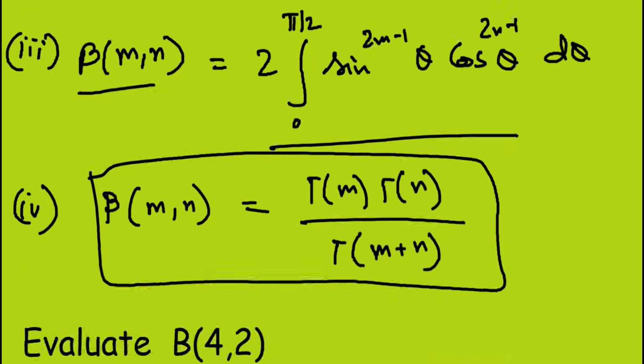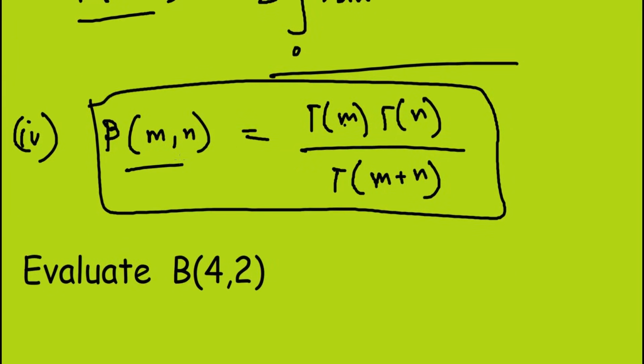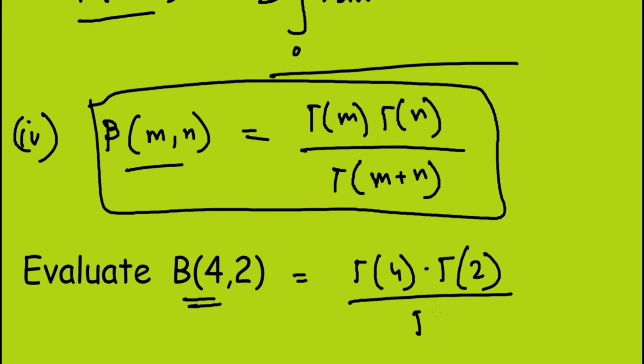So this problem asks: evaluate beta 4 comma 2. We have seen in the properties the relationship between beta and gamma function, beta m comma n equals gamma m times gamma n divided by gamma m plus n. Hence we can write this as gamma 4 multiplied by gamma 2 divided by gamma 6. This is what we can write this into.